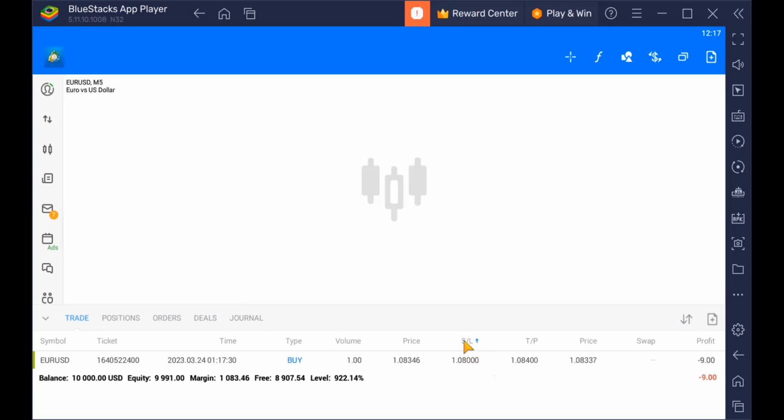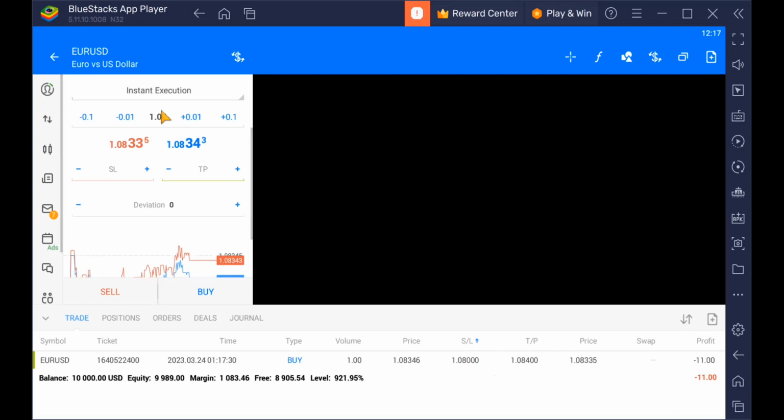The SL is there. So if the price begins to go against me and gets to this point, it's going to close. The take profit is there. If the price is going in my favor and it gets to that point, it's going to close. So this is just opposite. It will just be opposite for sell.